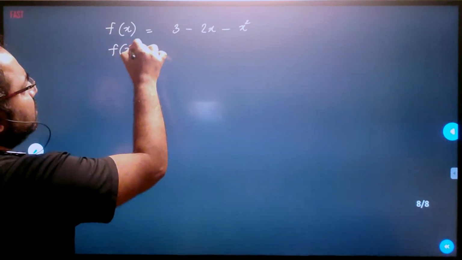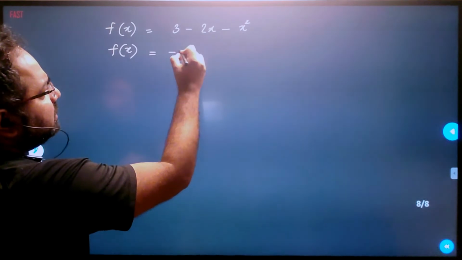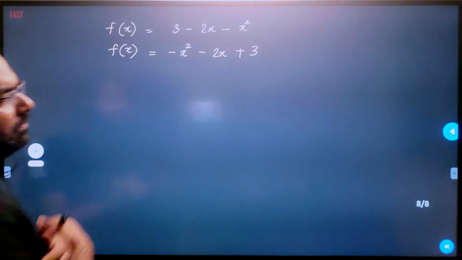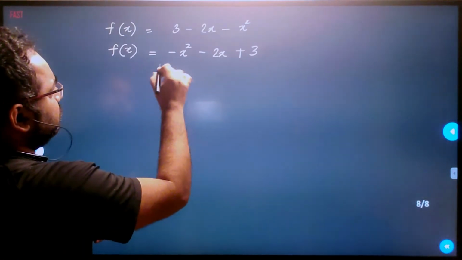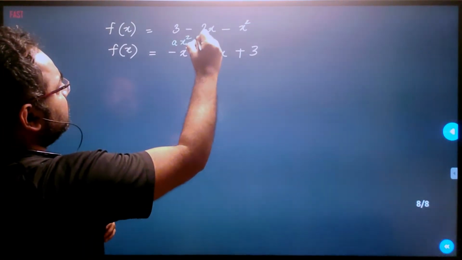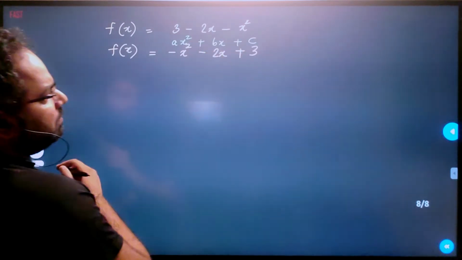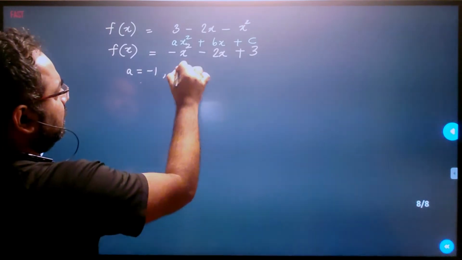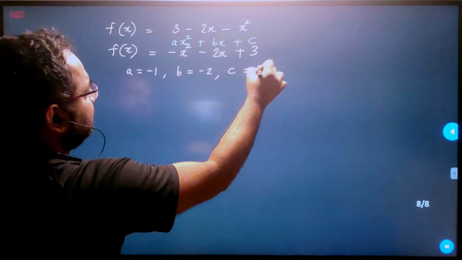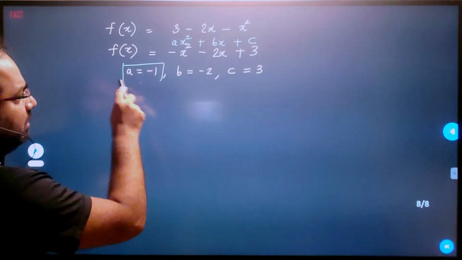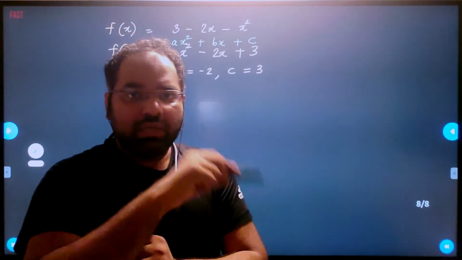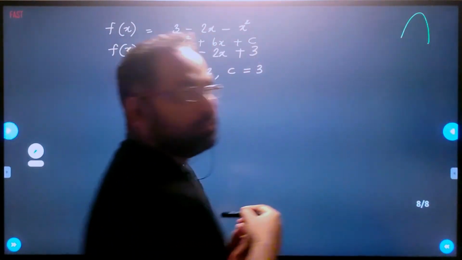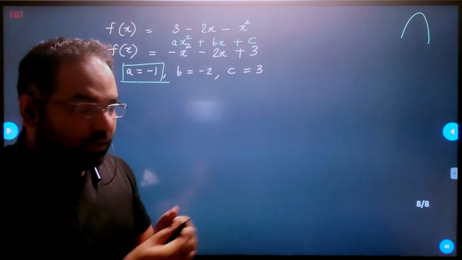So I'm just going to rearrange it and put the x squared term. X squared has a minus here, so it's going to be minus x squared minus 2x. 3 has a positive sign, so plus 3. Now after this, as usual, I'll compare this to ax squared plus bx plus c. I will notice that a this time has a minus sign, so it's minus 1. B is minus 2 and C is 3. As soon as it is minus 1, it is very clear to me that it is going to be a downward U and not an upward U. So your graph is going to look like this. Okay? Because it's going to open downwards.